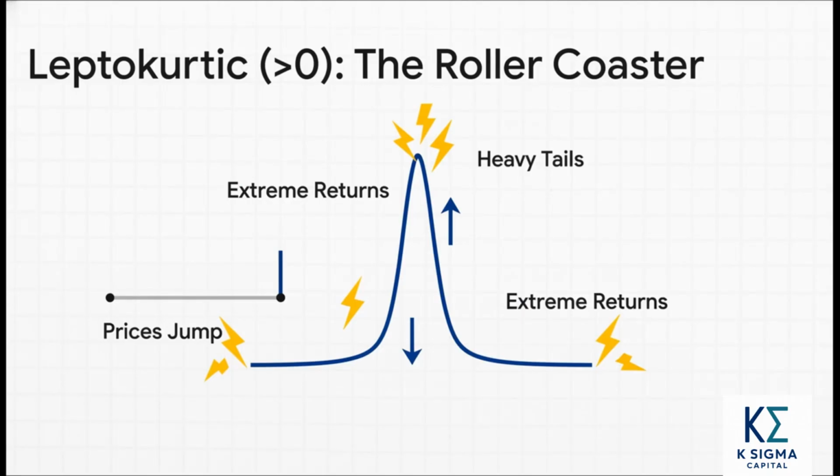Let's zoom in on leptokurtic, or as I like to call it, the roller coaster. When you see an excess kurtosis above 0, it's time to buckle up. It's a big flashing sign that there's a high chance of extreme returns, either way, up or down. For an investment, this means prices don't just wander around, they make huge, sudden jumps.